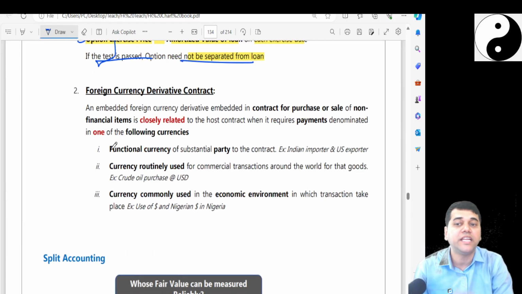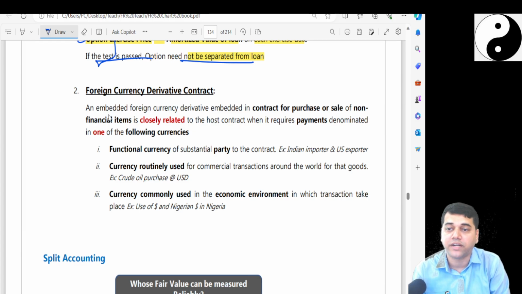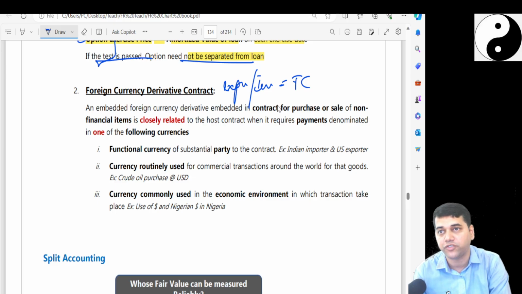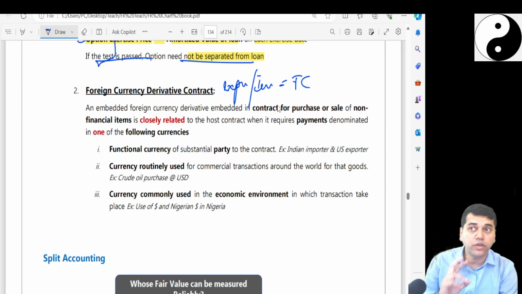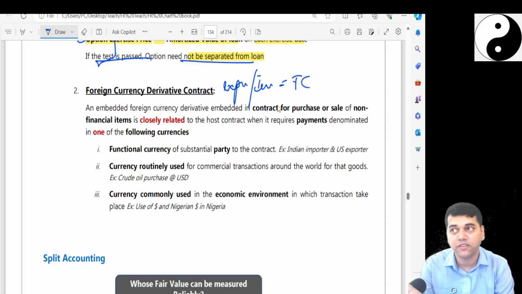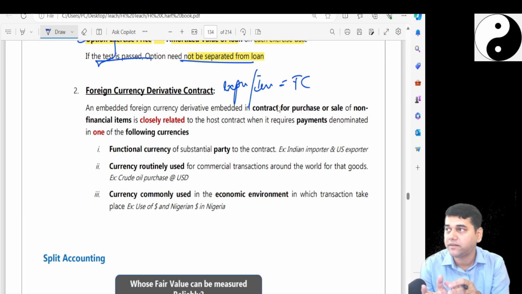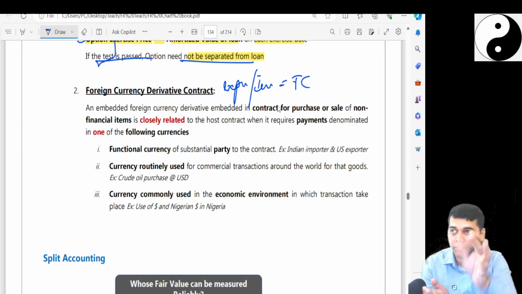Next, a foreign currency derivative contract, an embedded foreign currency derivative. That means you exported or imported in foreign currency. Generally, when you sell in India or buy in India, you do it in INR. Is there any derivative sitting in that contract? No. But the moment you export or import in dollars or other foreign currency, one derivative contract will be hidden or sitting in that. It's an embedded either forward buy or forward sell.